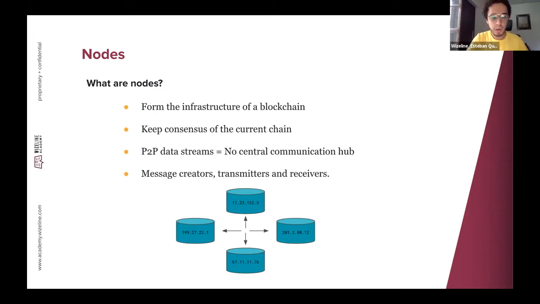Each one of the nodes is connected to the others using a peer-to-peer protocol. So there's no central hub. There's not a single node that can arbitrarily take all the decisions inside the blockchain. Each one of these holds a copy of the whole blockchain. This helps them decide whether the new information makes sense or not for the rest of the blockchain.